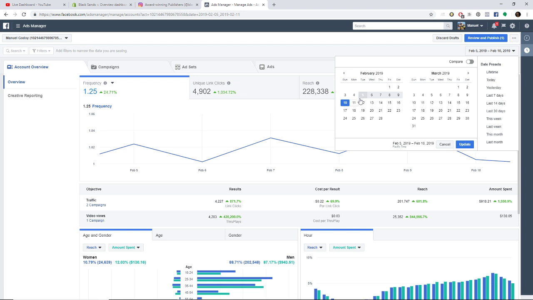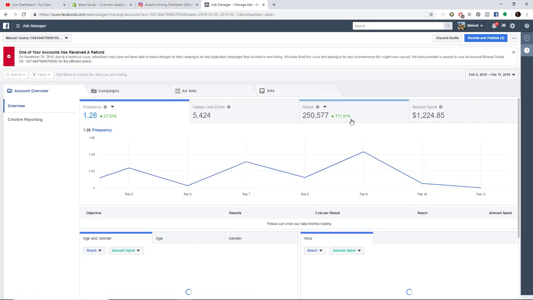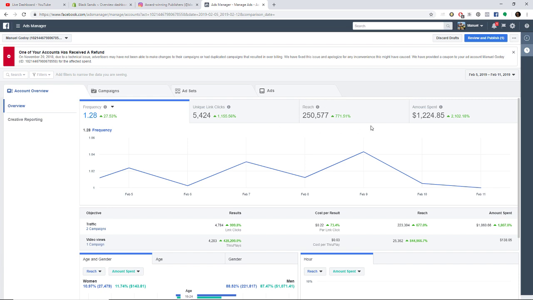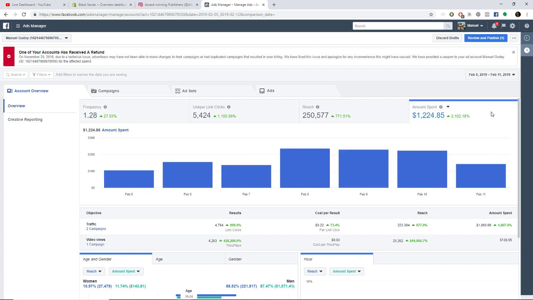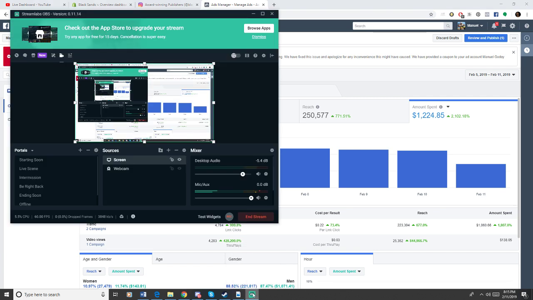Okay, so here we're in our Overview. And I want to set this up for the 5th to the 11th, the last 7 days, all right? So this is how much I spent on ads in total. You looking at that? It says $1,224 in the last week for advertisement, okay? Now I'm going to go back to the screen so you can see me, and then we'll talk about this.